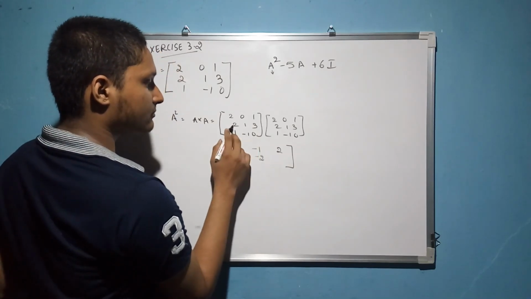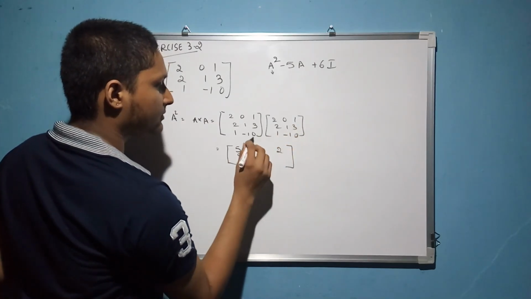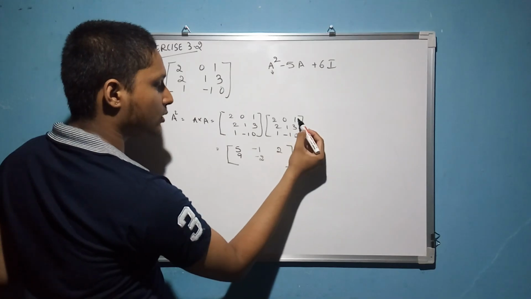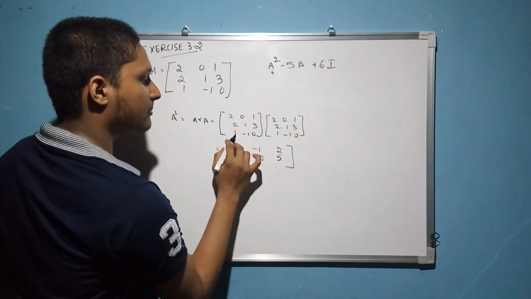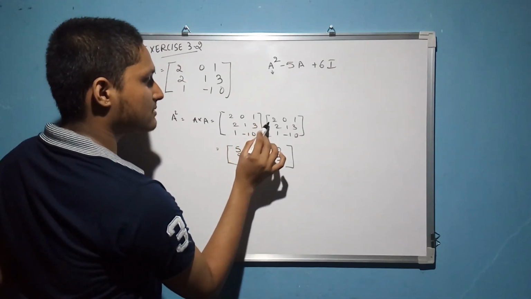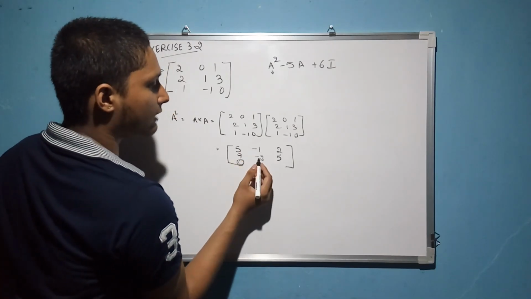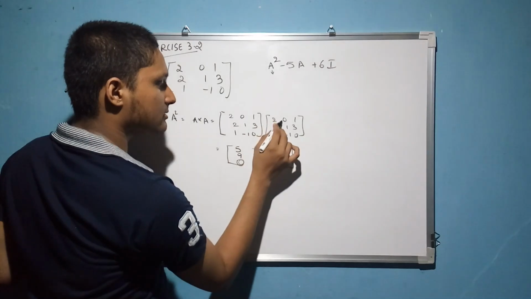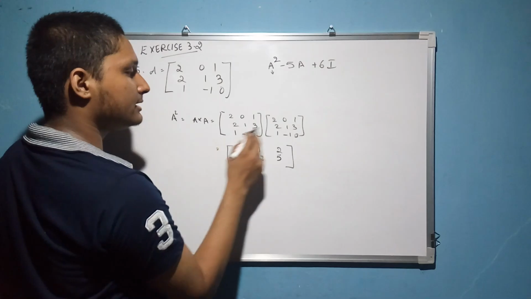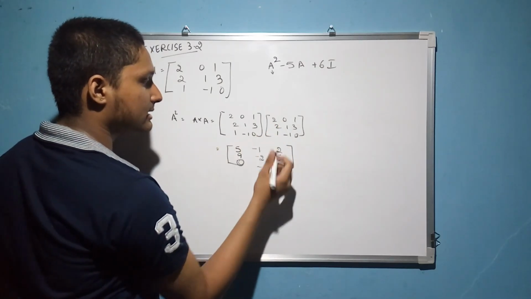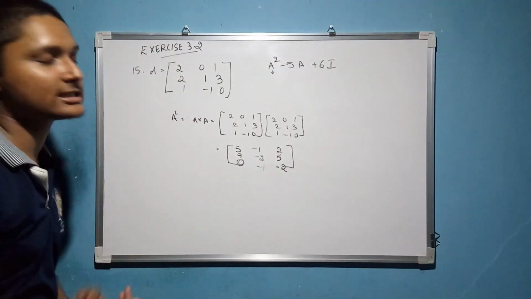Then you have 2 1 3 and 1 3 0. So 2 into 1 is 2, 1 into 3 is 3, so it's going to be 5. Now we have 1 minus 1 0. That becomes 2 minus 2, so everything is going to be 0 here. Then this is going to be multiplied by 0. It's minus 1. Then you have 1 into 1 is 1, then minus 3, 1 minus 3 is minus 2. This is A square.